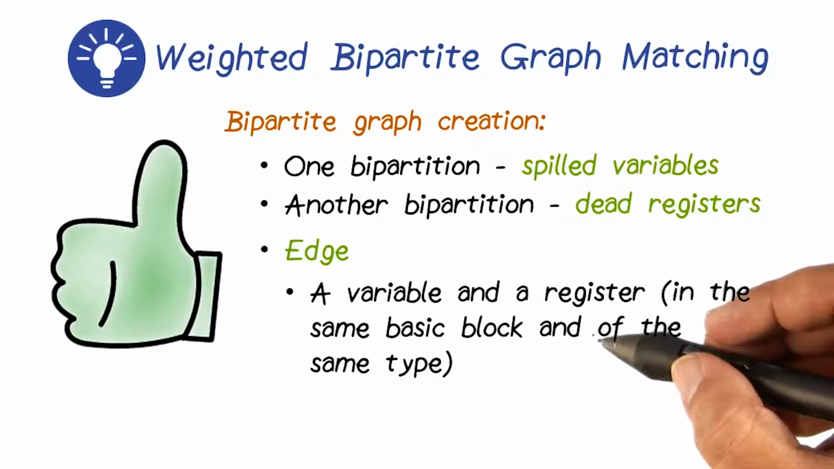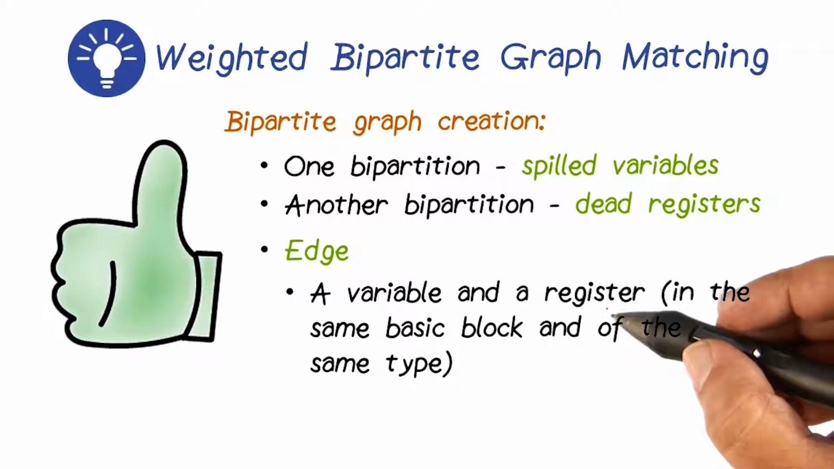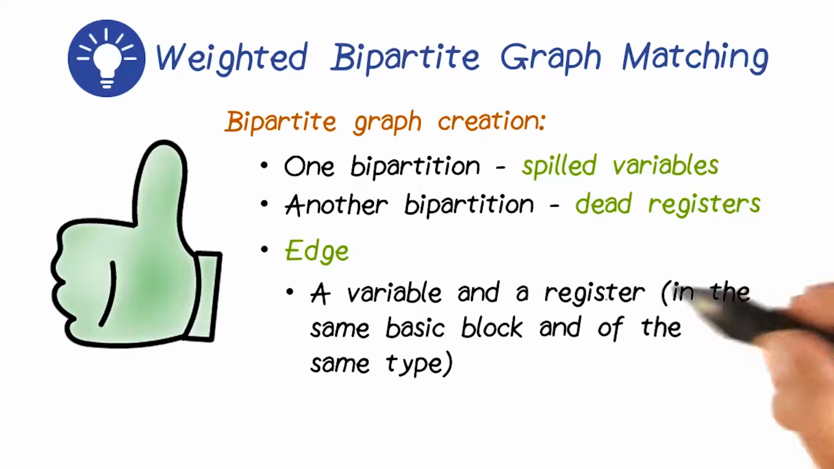And we do this in a basic block by basic block manner. That is, inside each of the basic blocks, if we find a variable that has uses and an available register, which is a dead or an unused register, we put an edge to indicate that they could be together.